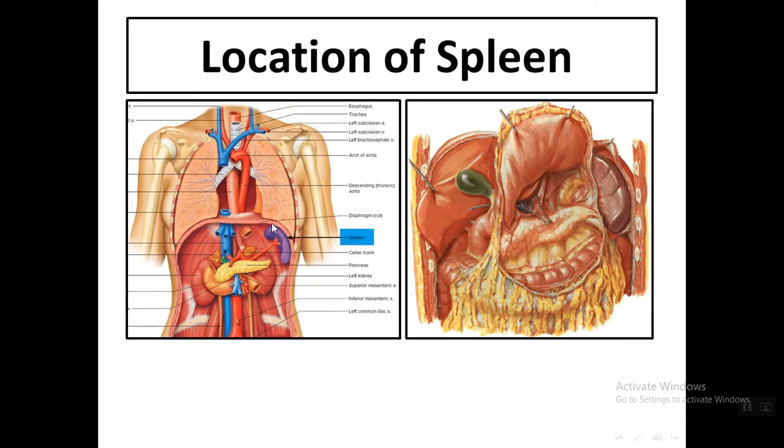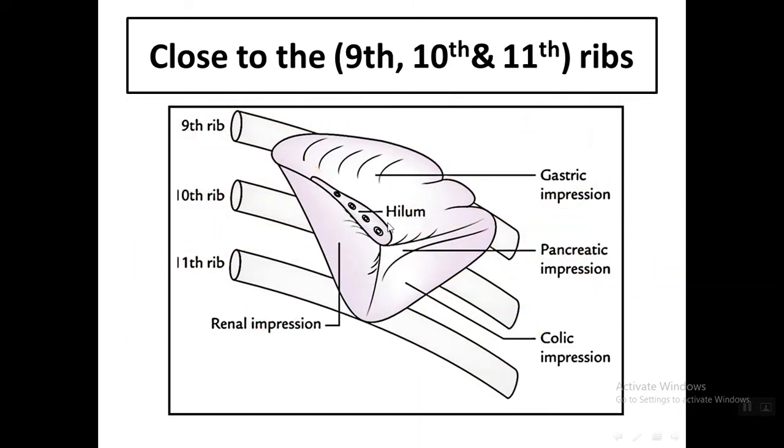Here we can see this is the spleen. It is oval in shape and it is situated deep in the left hypochondrial region under the cover of the left hemidiaphragm. It is wedged in between the stomach and the diaphragm. It is related very nearby to the 9th, 10th and 11th ribs. Here we can see how the spleen is related very near to the 9th, 10th and 11th ribs.